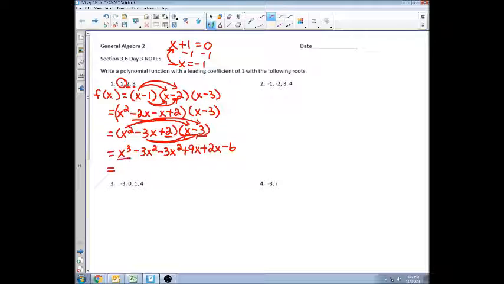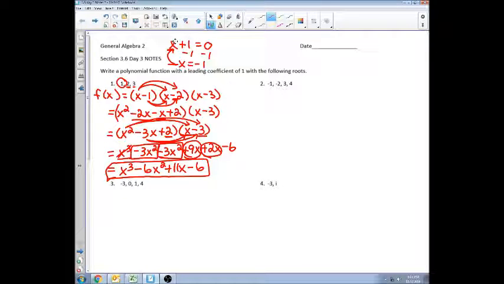So I have x to the third. Is there another x to the third? No, there's not. So I'm done with x to the third. Now I have negative 3x squared and negative 3x squared, which would be negative 6x squared. I have positive 9x and positive 2x, which is positive 11x, and then negative 6 is by itself. So that will be my answer. So essentially what we're doing is going from our answer back to the original polynomial and being able to write a polynomial function.